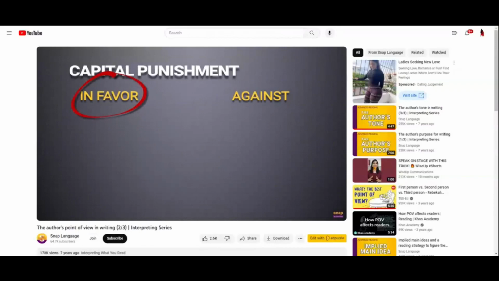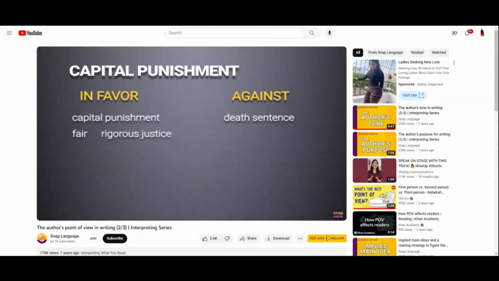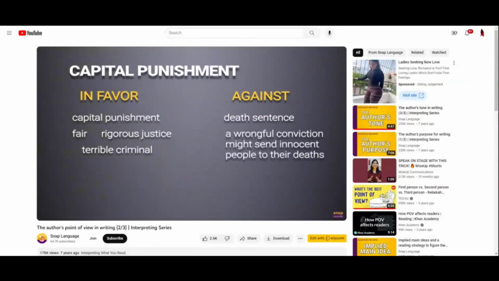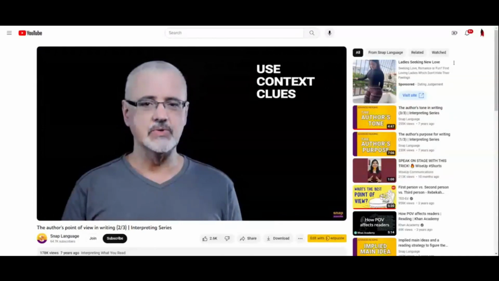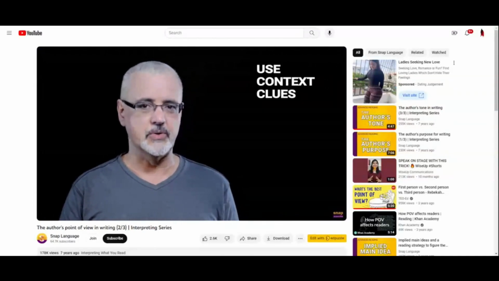Someone in favor of capital punishment may call it capital punishment. Someone against it might call it the death sentence. The first will focus on how fair it is to dole out rigorous justice to a terrible criminal. The other will focus on how a wrongful conviction might send innocent people to their deaths. So you can use context clues to identify the author's point of view.